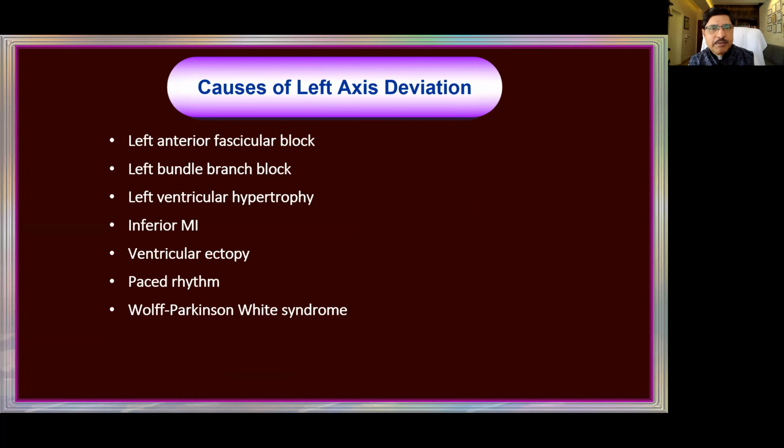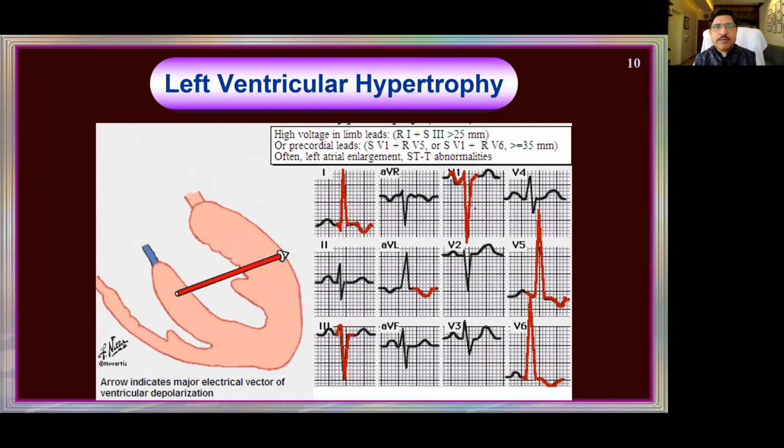Then left axis deviation. The commonest is left anterior fascicular block. That is the commonest conduction defect, in fact. Left bundle branch block, left ventricular hypertrophy, inferior MI, ventricular ectopy, paced rhythms, WPW syndrome with an aberrant conduction towards the left side. These are the causes of left axis deviation. Okay, right axis deviation and left axis deviation.